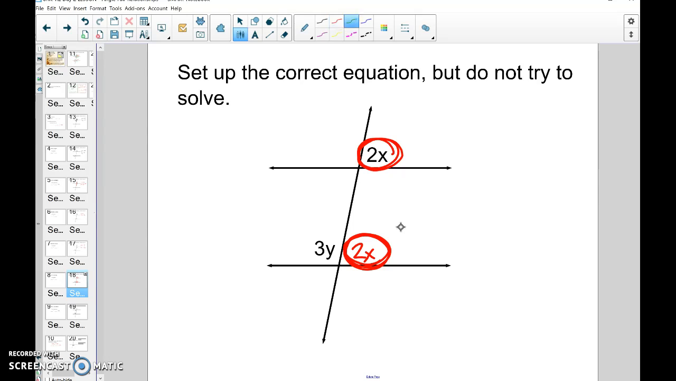Now I've got a relationship. What kind of angles are these two? Those are a linear pair. Linear pairs are supplementary.